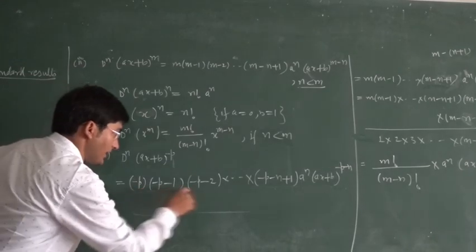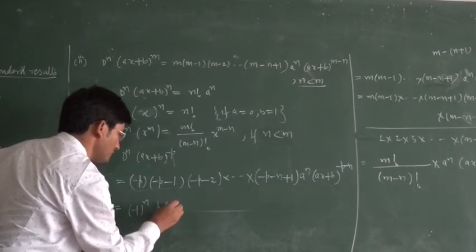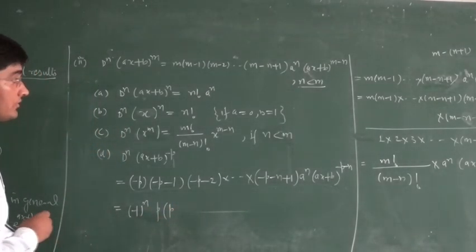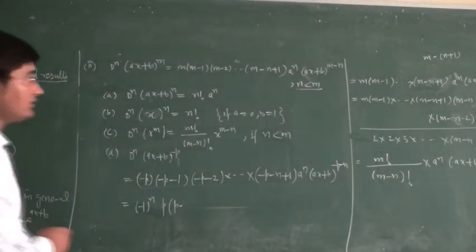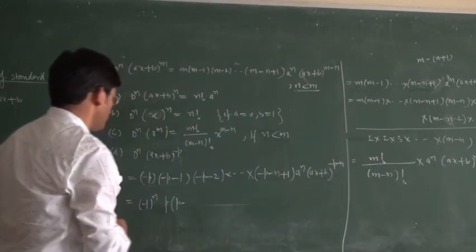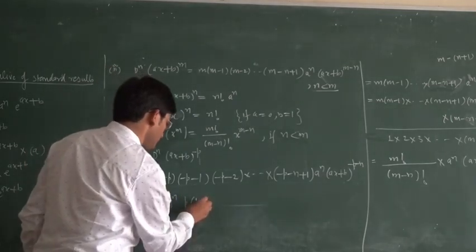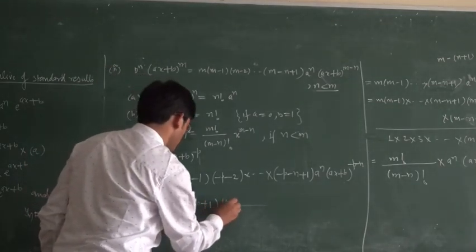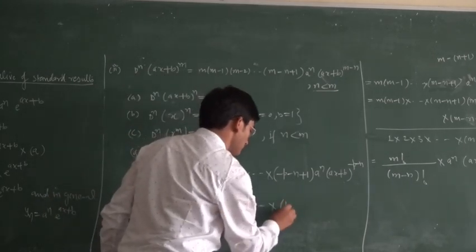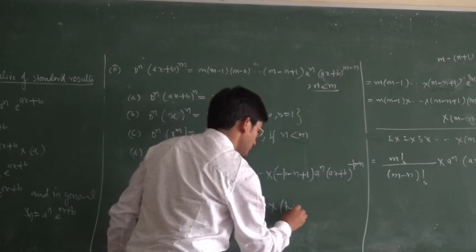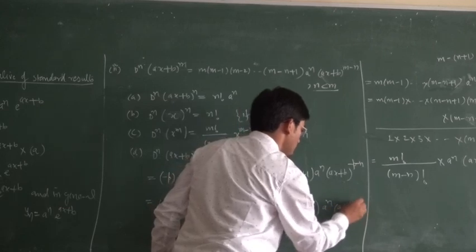Okay, now let us take the minus sign common. If we take minus sign common, then we will have minus 1 power n. Now here we will have p into p plus 1, and then m is minus p. So this will be p into (p plus 1), (p plus 2), dot dot dot, up to (p plus n minus 1), into a power n into (ax plus b) power (minus p minus n).